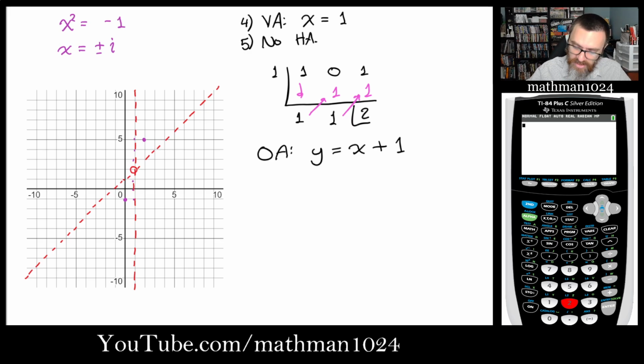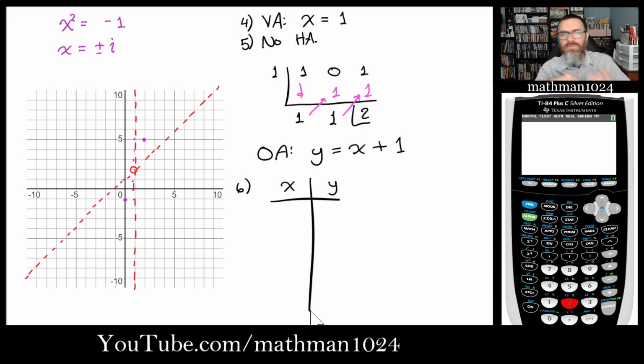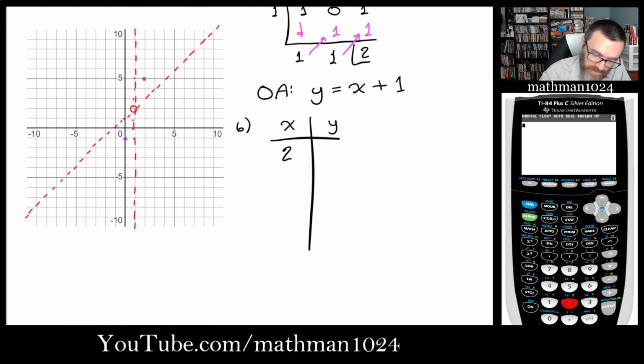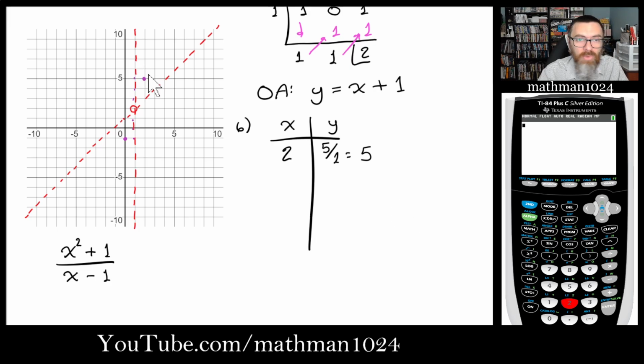Now, we can verify this if we do what we say here in step number 6 and just create a t-table of values just to get a better idea of what we have here for points. So it looks like I plotted the point 2, 5. Let's see that. If I plug in 2, what was my expression? x squared plus 1 over x minus 1. If I plug in 2, that gives me 2 squared plus 1 is 5 over 2 minus 1, which is 1. And we get 5, which is exactly this point that we have right there.